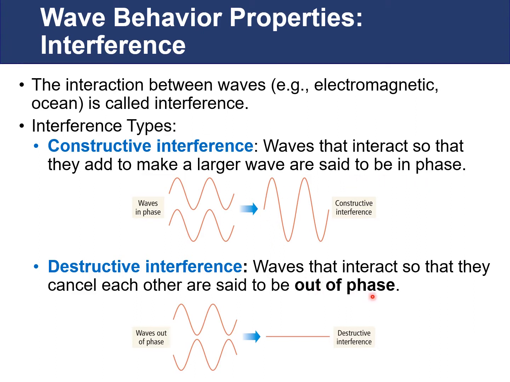When they are out of phase, we get destructive interference. So destructive interference has waves that interact so that they cancel each other out and are said to be out of phase. So if we have two waves that are overlapping and the peak of one corresponds to the trough of the other, when we add the amplitudes together, what we end up with is a flat line. This is actually how noise-canceling headphones work.